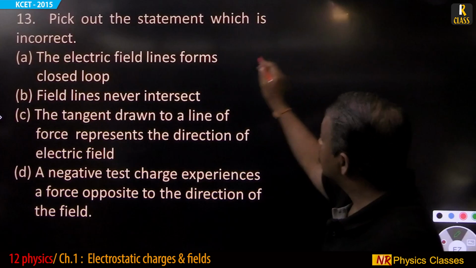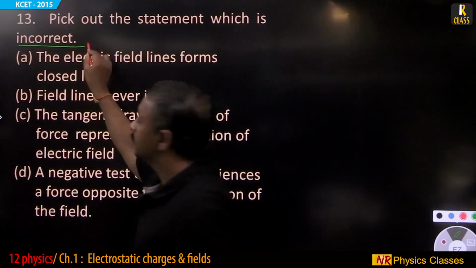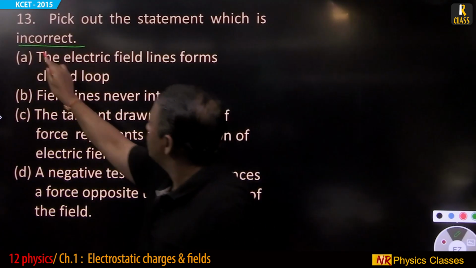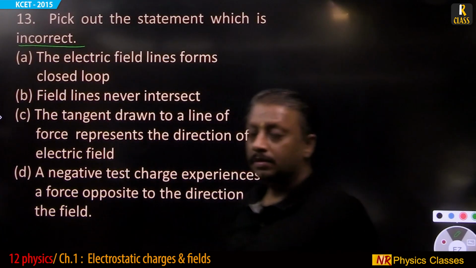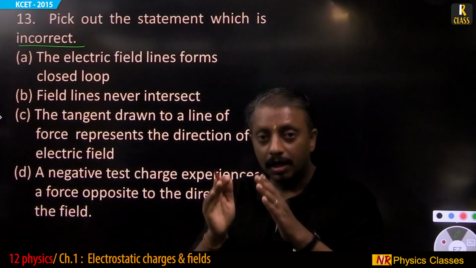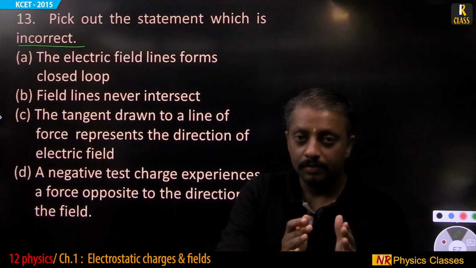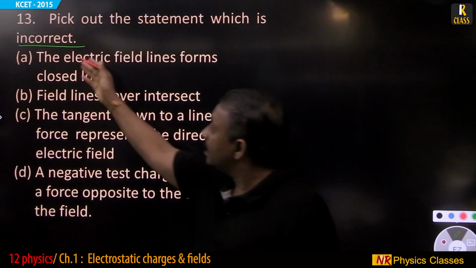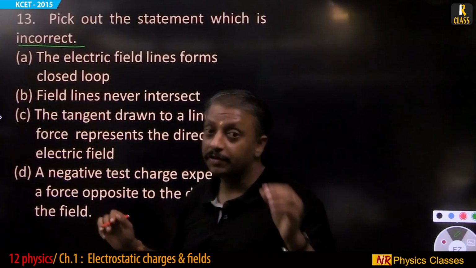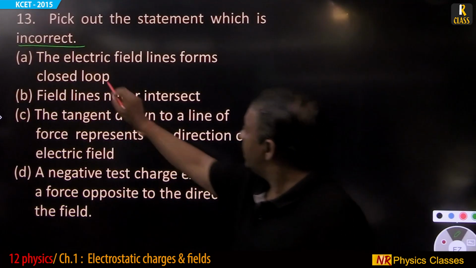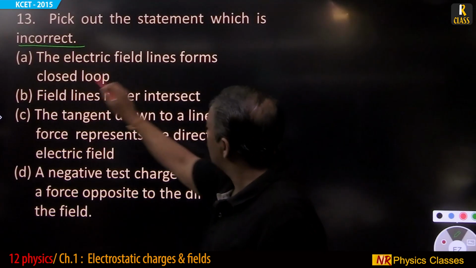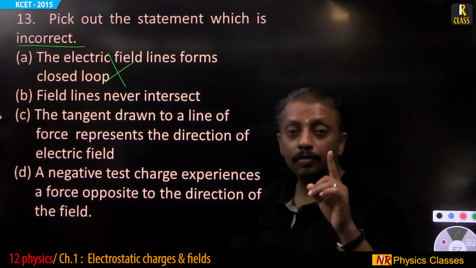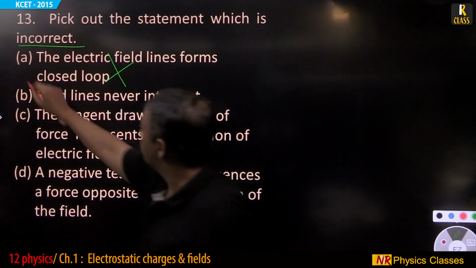Pick out the statement which is incorrect. Students, when you read wrong statement, incorrect statement, please try to underline this. Because often we go to the correct option because we are trying to get the correct answers, isn't it? But if incorrect or wrong options are asked, then we should be careful. Electric field lines form closed loop. No, it doesn't form closed loop. Only magnetic field lines form closed loop. This is incorrect. Therefore, this is the answer.